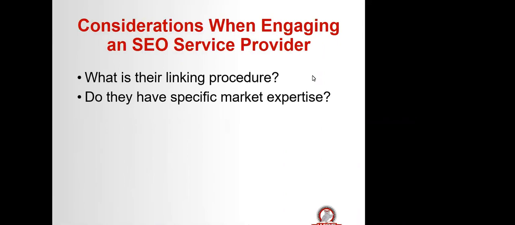Another question to ask is, do they have specific market expertise? And there's pros and cons to this. If they do have specific market expertise, that's good, but at the same time, they may be using the same keywords for who might be your competitors. So just see what kind of market expertise they have. And the other question you can ask is, well, if you do have this market expertise, say in education, how will I know that the keywords and what you plan for me is not just a duplication of what you planned for, basically, one of my competitors?